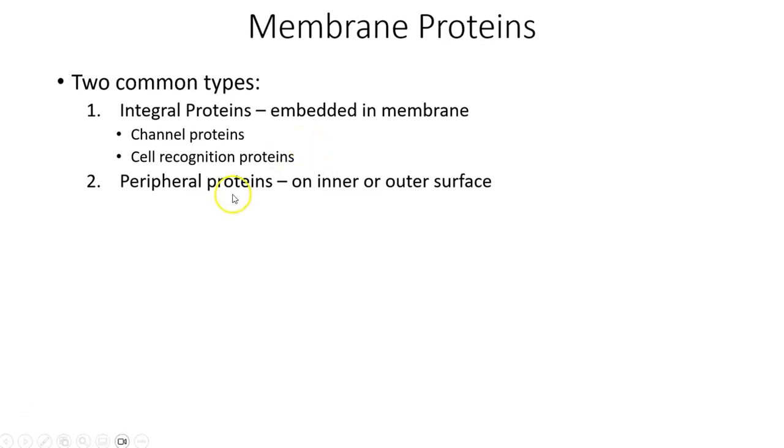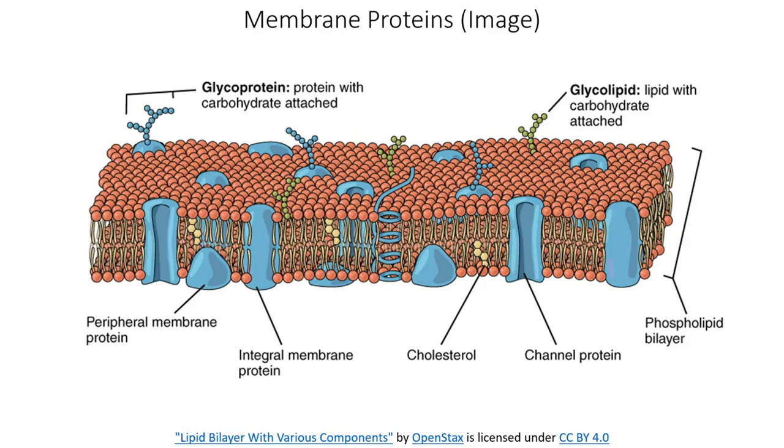And then the other type is peripheral proteins, and these are going to be found entirely on either the inner surface or the outer surface of that membrane, and we'll see some examples of these in a minute. So this is a diagram showing what a cell membrane actually looks like.